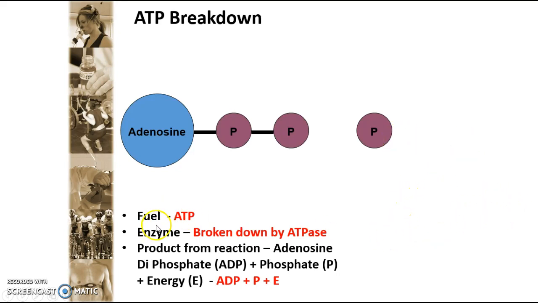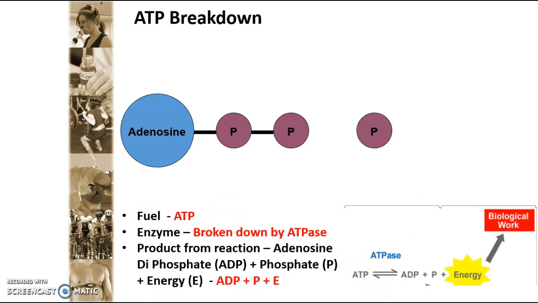So that's what needs to be in your notes at the moment. You need to make sure you've got those done. If you want to see that in a shorthand version, you've got ATP there, enzyme ATPase, then the arrow leads to ADP plus P plus energy. Okay, so that is the process by which you get 3 seconds of work.